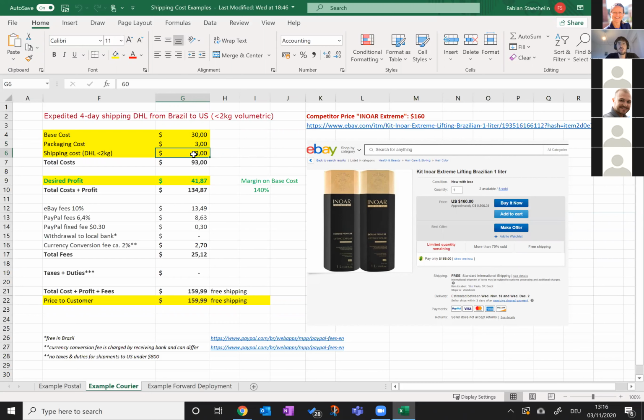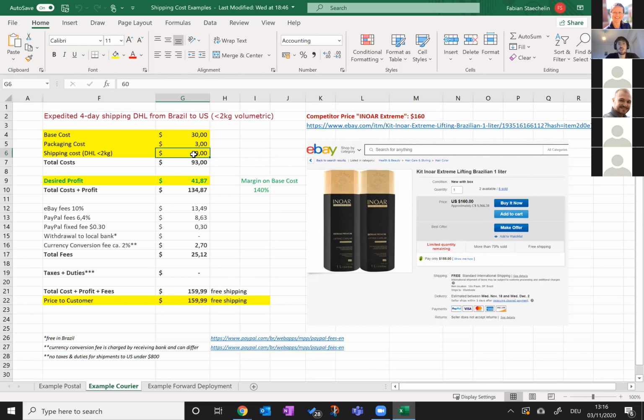I'm adding here a profit margin of $40, and I'm adding all the fees for selling. So we have 10% that eBay takes, 6.4% that PayPal takes, and then we have a currency conversion fee when you withdraw your money back into Brazil. And so your fees total $25 roughly. And if you count everything together, you get to $159 with free shipping. You've just calculated the shipping into the final price.